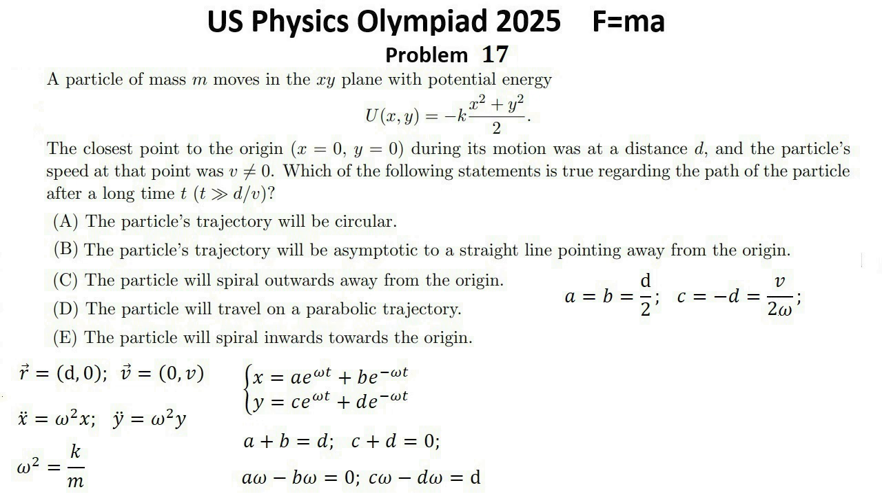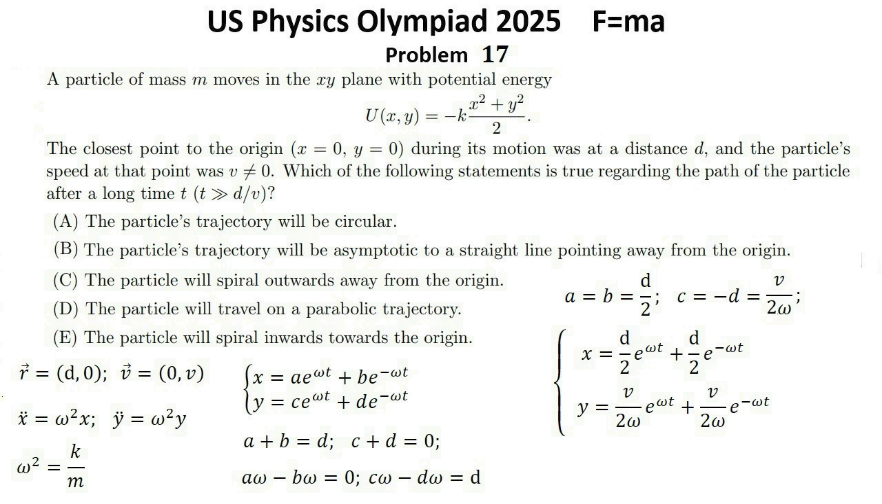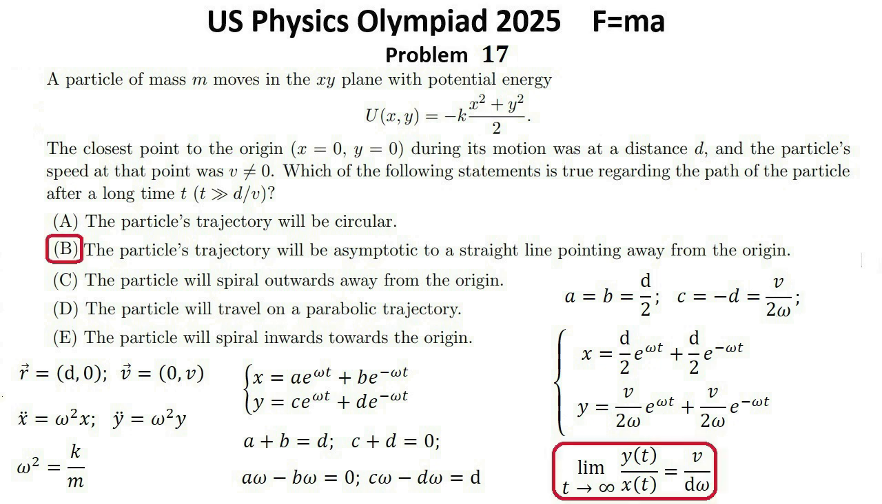Solving this system, we have a equals b equals d divided by 2, c equals minus d equals v divided by 2 omega. Thus, we obtain the following solution. In the long run, the positive exponential term will dominate, and the particle's trajectory will be asymptotic to a line passing through the origin with slope v divided by d omega. Note that the positive exponential term cannot be equal to 0, since the particle had a point of closest approach to the origin. This is the answer B, and this was the solution to problem 17.